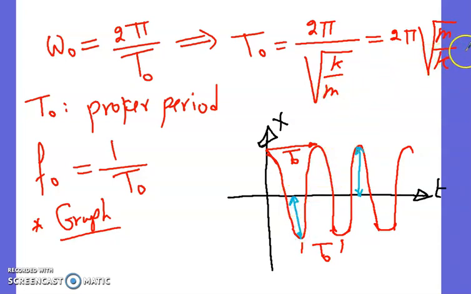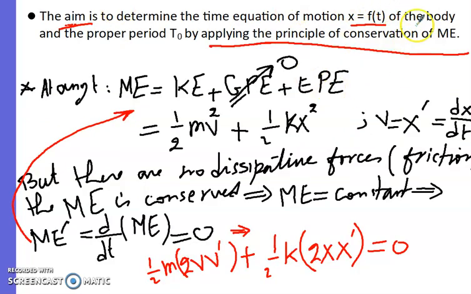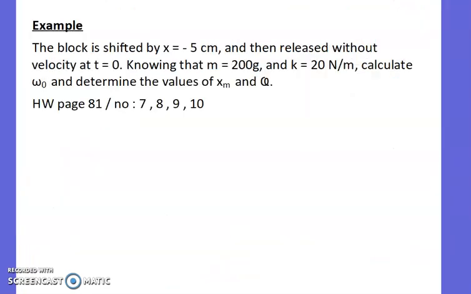Fine. Let's do a direct exercise. In our experiment, the block is shifted by -5 centimeter and then released without velocity at t equal to 0. Knowing that the mass is 200 gram, K is 20 Newton per meter, calculate omega 0 and determine the values of xm and phi. You may solve the following exercises in your textbook as homework. So let's do it.